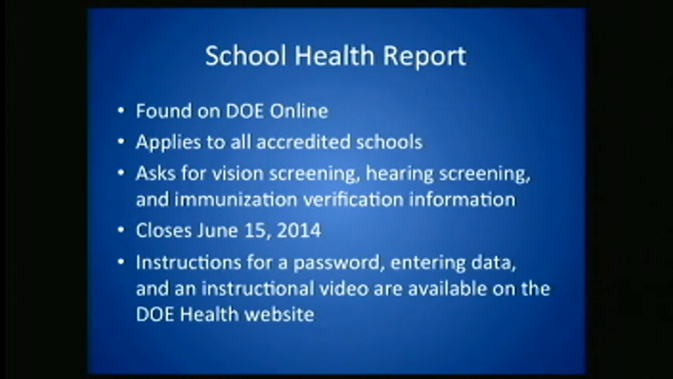As we have discussed today, there is a new school health report this year. It is found on the DOE Online, and that's not the main DOE website. It's a whole separate program or area on the Department of Ed's website. It's called DOE Online, and this report will apply to all accredited schools. The reports ask for data regarding vision screening, hearing screening, and immunization verification. The report will close on June 15th, and instructions on how to complete the report can be found on the DOE Health website.